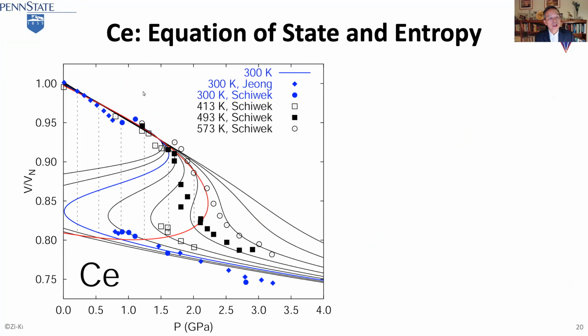We can also get the equation of state of cerium. As you can see, these are the different temperatures, and this is volume as a function of pressure. Symbols are experiments again. This red line here is the minimization of energy. If one does not do the minimization of energy, you get this nice curve. So you can see that you can have equilibrium.